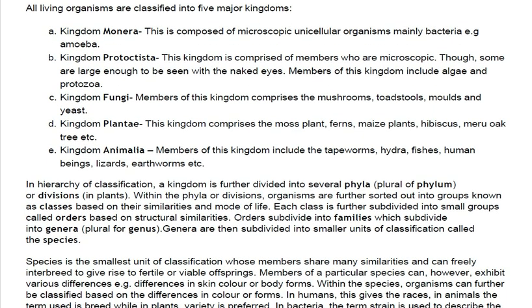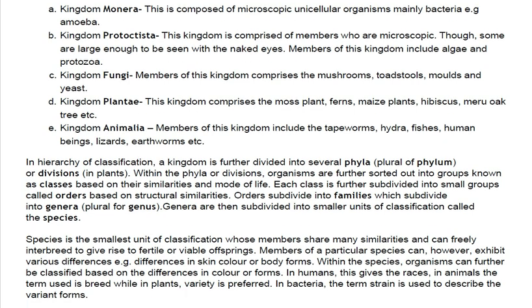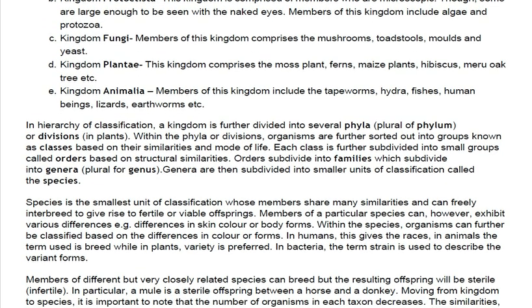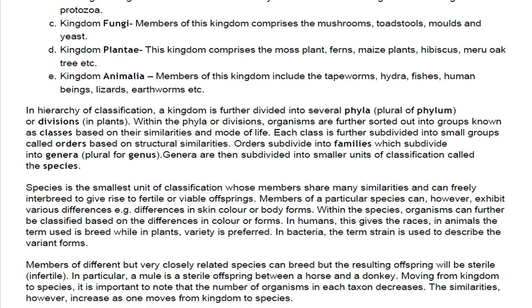B. Kingdom Protoctista. This kingdom is comprised of members who are microscopic, though some are large enough to be seen with the naked eye. Members of this kingdom include algae and protozoa. C. Kingdom Fungi. Members of this kingdom comprise the mushrooms, toadstools, molds, and yeast.